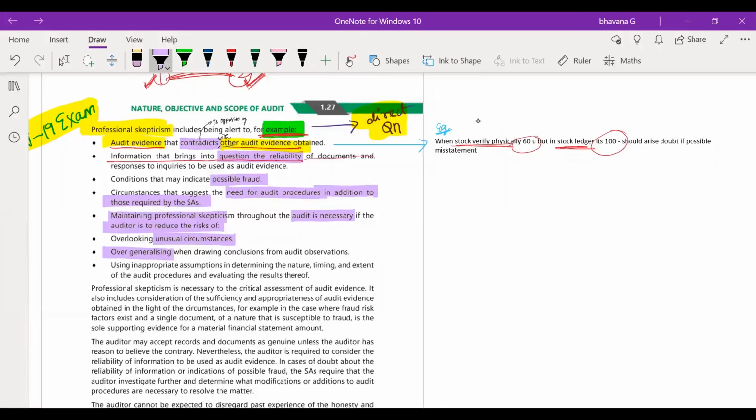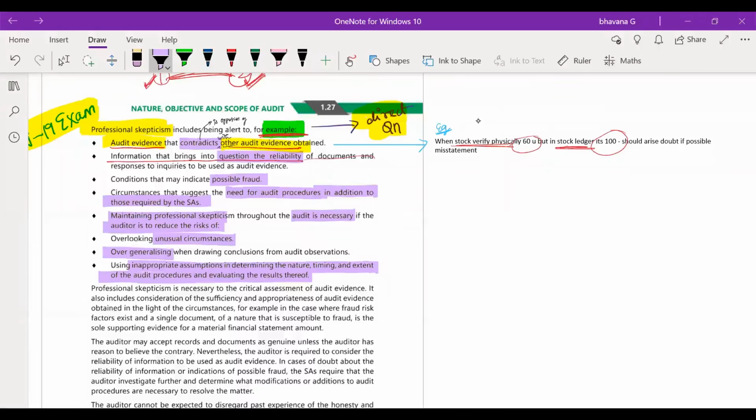Last is using inappropriate assumptions in determining the nature, timing, and extent of audit procedures and evaluating the results thereof. What happens is the assumptions that you have taken when determining the nature, timing, and extent of the audit procedures or evaluating the results are inappropriate. In such a case also, you have to be very alert. That means there will be a few assumptions that you would have made: due to this much scope I will have for audit, this much timing.